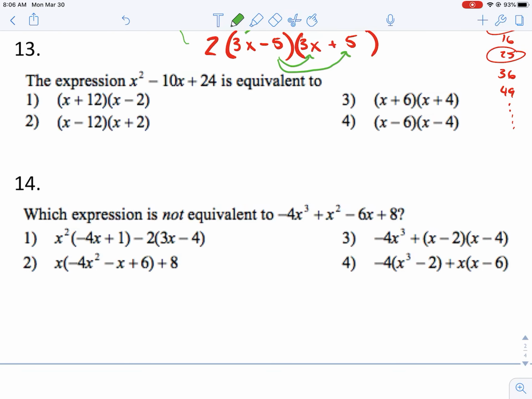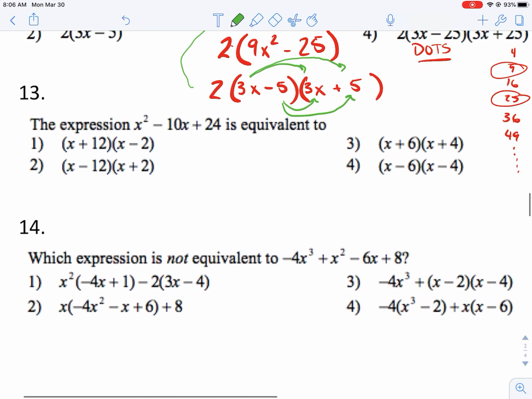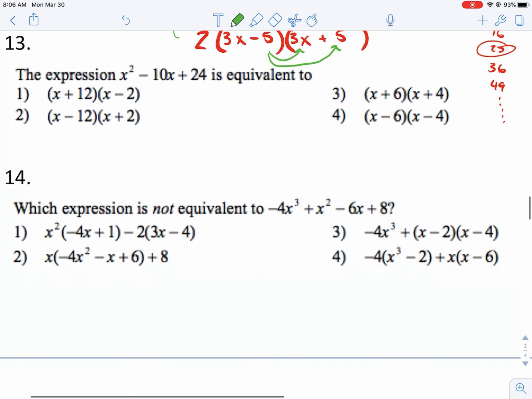Let's take a look at 13. So the expression x squared minus 10x plus 24 is equivalent to what? Okay, so again, just like this one up here, when it says what is equivalent to, they want you to try to factor this thing.